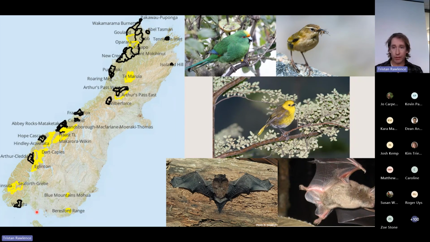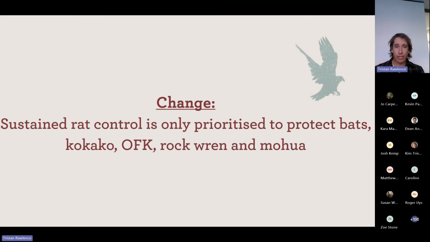Outside of these forests, we're in upland sites, and the sites that were prioritised for sustained control are where rock wren, orange-fronted kākāriki, bats or mohua live. So the change here is basically sustained rat control is only prioritised to protect bats, kōkako, orange-fronted kākāriki, rock wren and mohua.